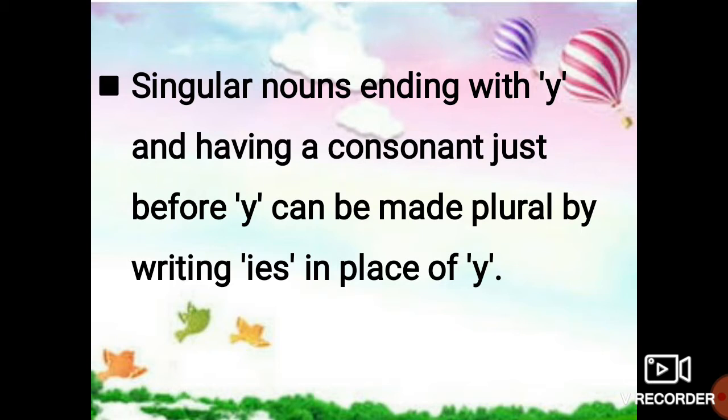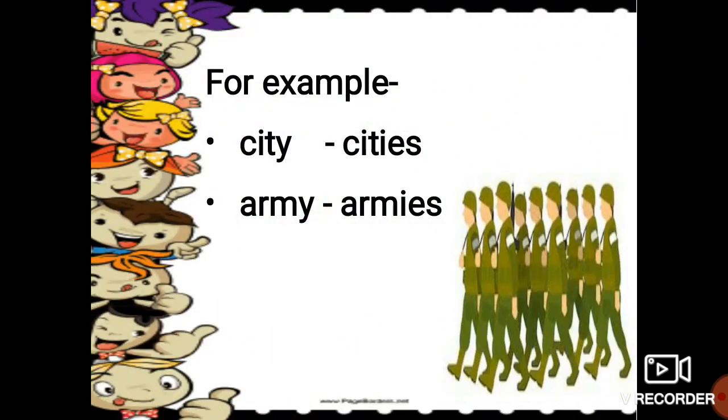Next, singular nouns ending with y and having a consonant just before y can be made plural by writing ies in place of y. For example, city becomes cities, army becomes armies. So, as you can see in the given examples, the singular nouns are ending with the letter y, and before y you can see the consonant, and such singular nouns are made plural by writing ies in place of y.